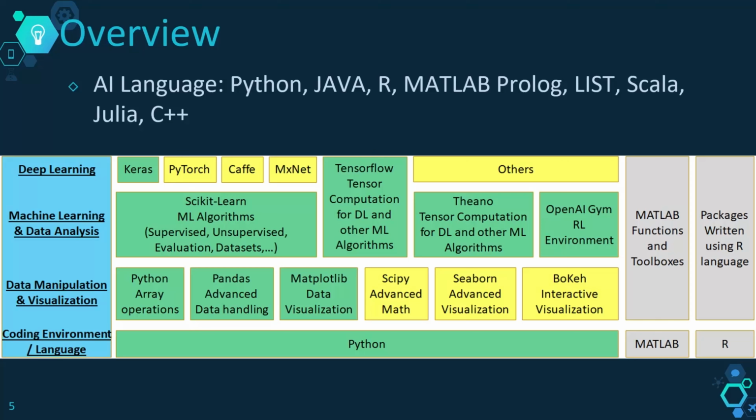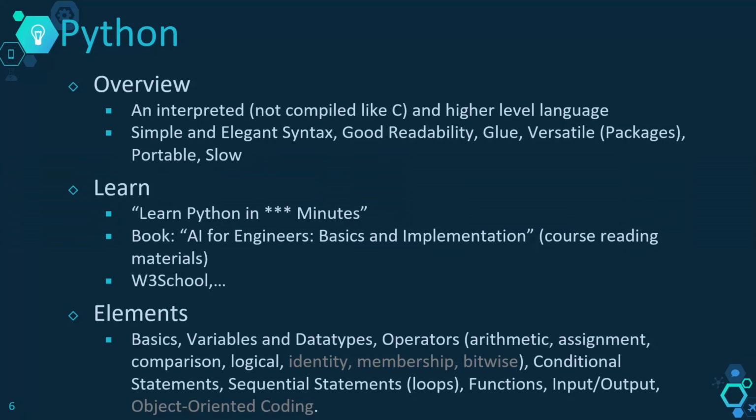And for reinforcement learning, this topic is kind of separate from the other machine learning topics. For that one, OpenAI Gym is something that we will possibly use when we are talking about reinforcement learning. So this is the big picture of the tools that people will use and that we will use in this course for AI. And first, let's take a look at Python.